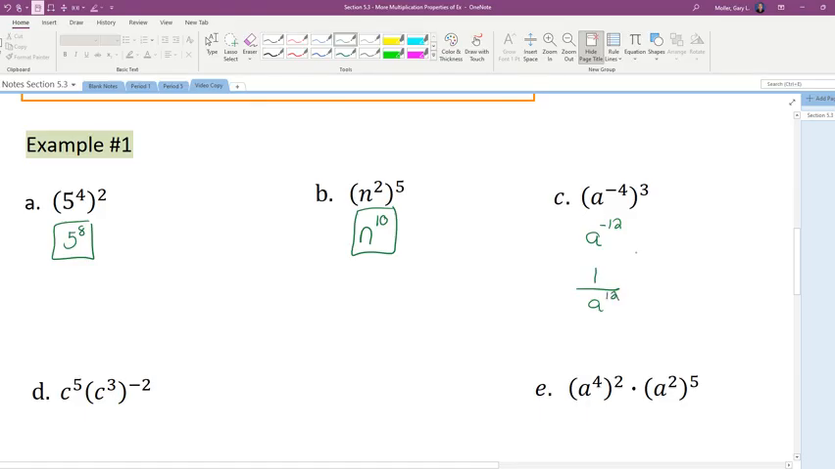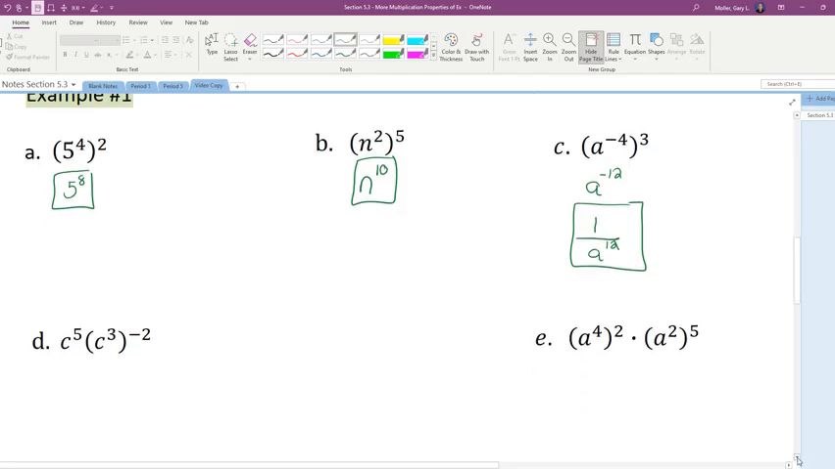So that's where things get complicated. Not any individual rule. Every individual rule is very simple. It's when we have to do 2 or 3 or 4 rules within one problem that we can get a little bit lost. So let's take a look at the next one with that in mind.